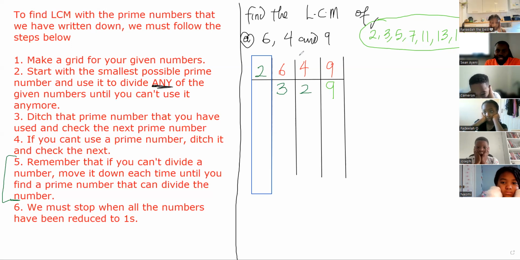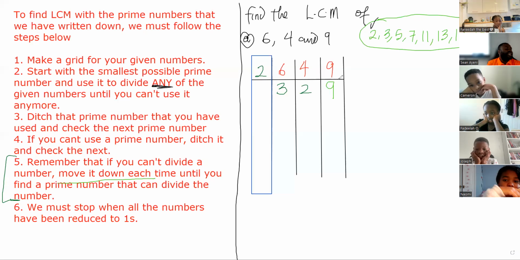Okay. Let's start again. Do you understand why we're dividing by 2? Then we divide the ones that we can divide by 2 by 2. So 6 divided by 2 is what? 3. 4 divided by 2 is what? 2. Don't forget, we are only dividing the ones that we can divide without remainder. 9 divided by 2 is what? Remainder. So if we can't do it because it has a remainder, what did we say we should do? We move it down. So do you understand now?